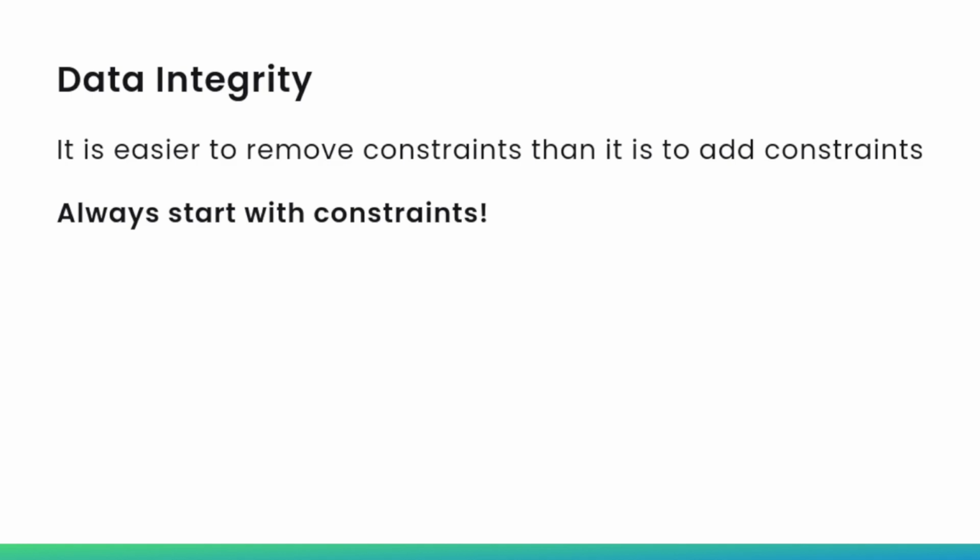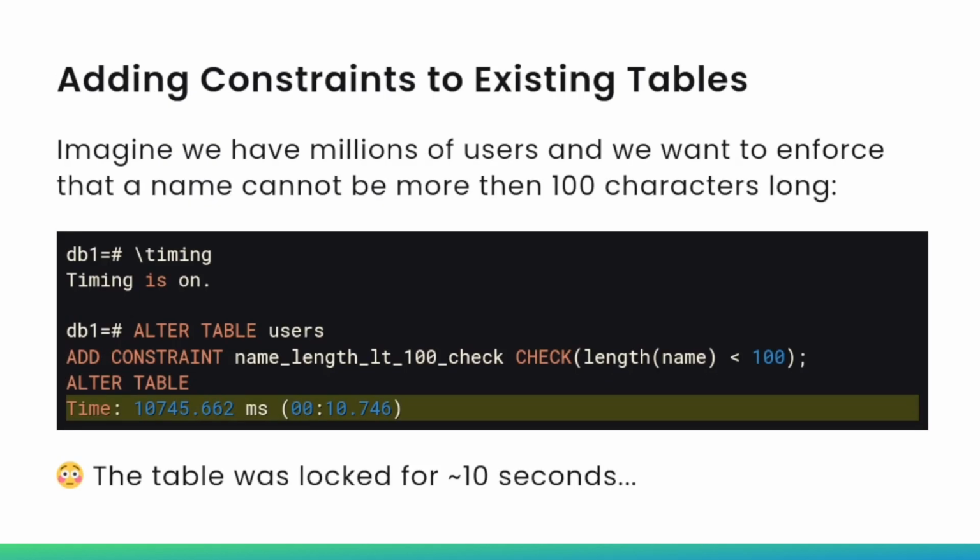Now I want to talk to you about a little aspect of constraints that I think is important. Let's say that we have a very big table and we want to add a constraint on this table. In this case, we have 1,000,000 rows and we want to add a check constraint that makes sure that the name is less than 100 characters long. So we add a check constraint called name length LT 100 and we check that the length is less than 100. If you'll notice the timing at the bottom.